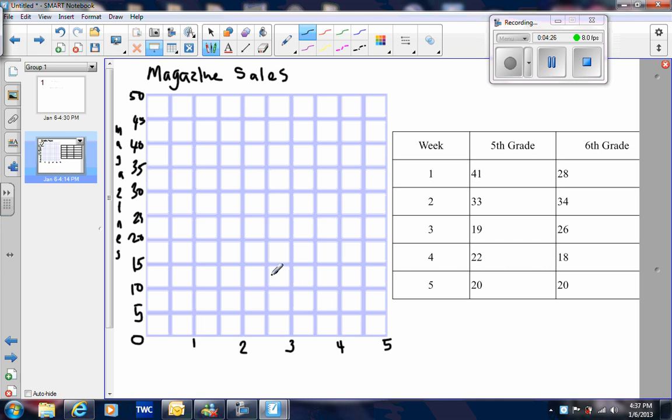Make my graph really easy to read. I'm going to need a word down here just to label this. These numbers are weeks. All right, so I'm ready to start putting in my information. Week 1 for 5th grade is 41. So here's week 1. I want to go all the way up to 41. So I found 40 and just went a little bit over. If I get all the way up here, that's 45, so that's too far.